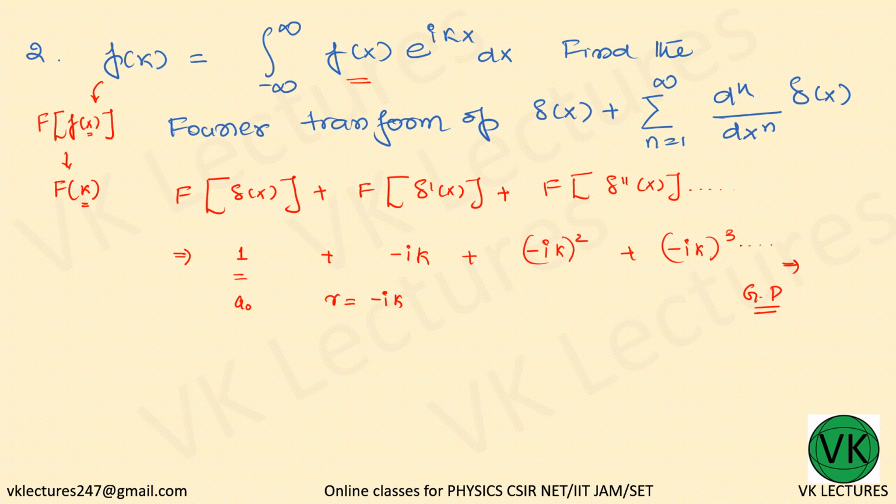So what is the sum? The sum is equal to a naught divided by 1 minus r. What is a naught? A naught is 1, and r is minus ik, so that's equal to 1 divided by 1 plus ik. So this is f of k, the Fourier transform of the function f of x.